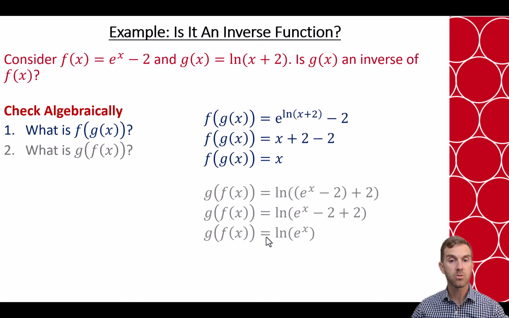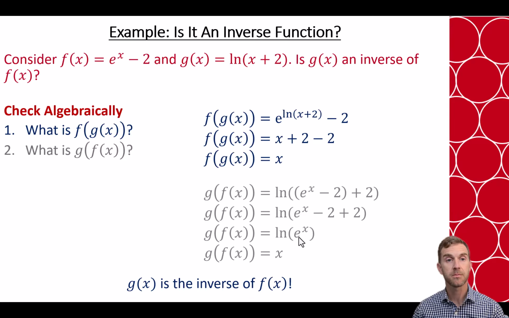That's following one of our log rules, and then the natural log of e is just 1. Therefore, we're left with x. Since both compositions of functions equal x, we know that it is an inverse.